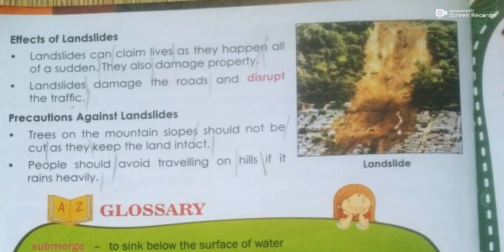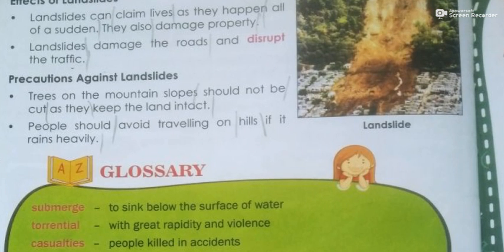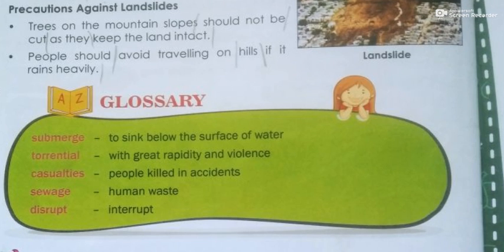Effects of landslide: landslides can take lives, and they can happen suddenly, so there will be heavy damage to property. They can also damage roads and disrupt travel. We cannot travel during a landslide. And precautions: trees on mountain slopes should not be cut as they keep the land intact. So we should not cut the trees, because that can stop landslides. We have to avoid travelling during the rainy season. During heavy rainfall, we should not travel in the hilly areas. So these are the precautions.